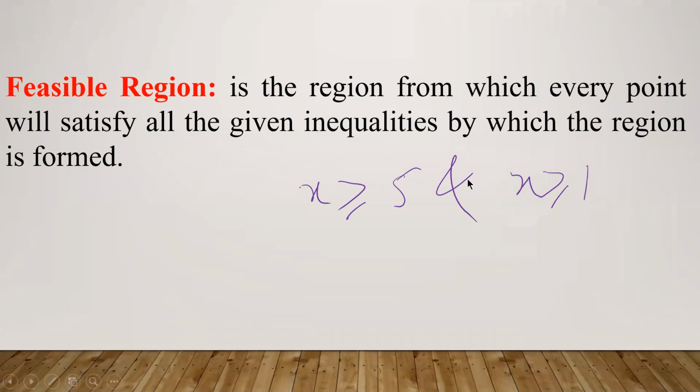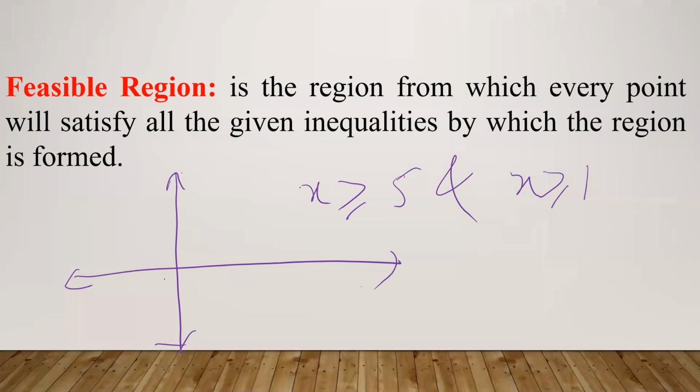In the feasible region, what will we have to see? In this, you have to draw this, you have to draw this and see what is the common portion. That is, which portion is such that it satisfies this as well as this. So let us draw this. That is called the feasible region.